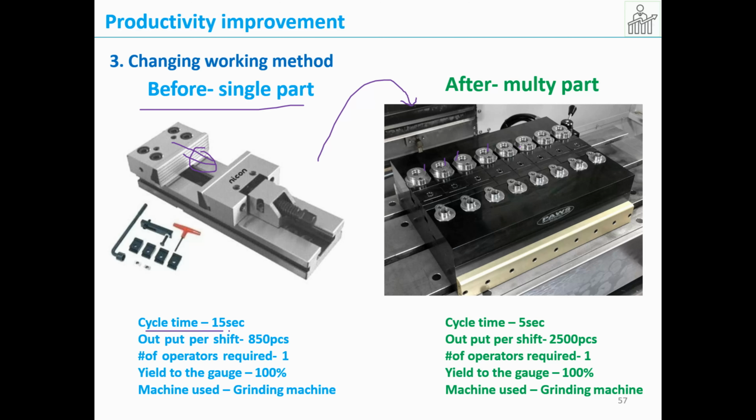So cycle time is 15 seconds here and cycle time is 5 seconds here. Now the output of the previous process is 850. The output for the new process is 2500. So the productivity has increased, and they are able to process it in less time.